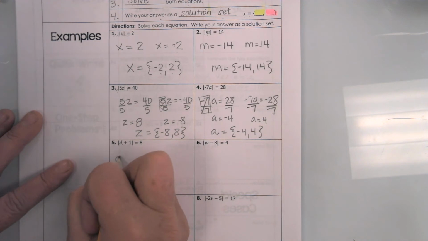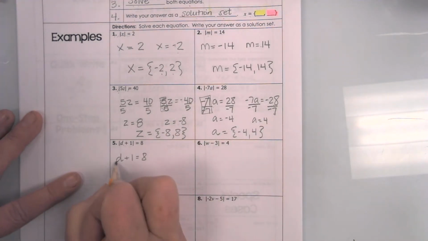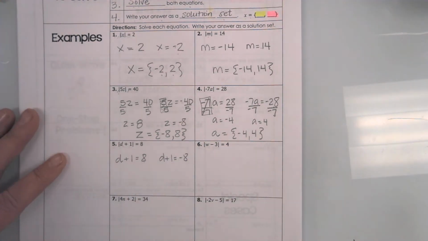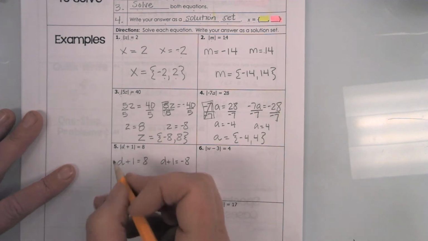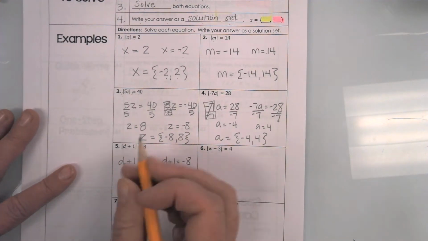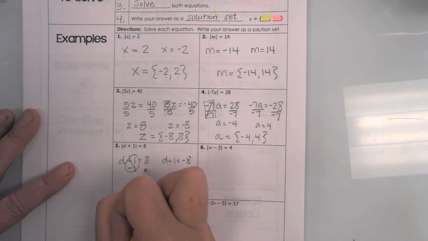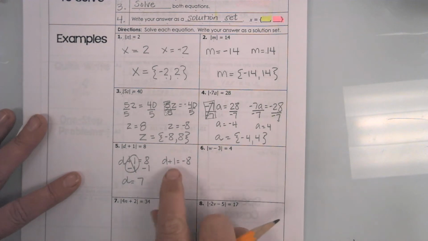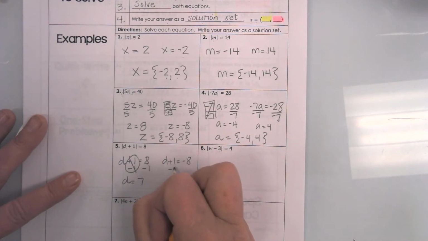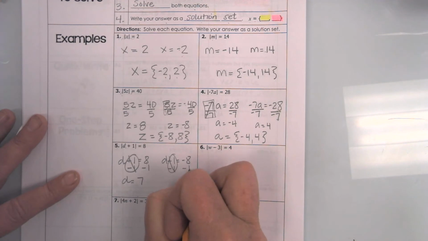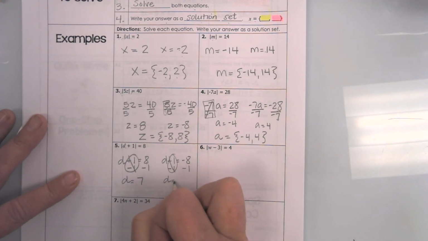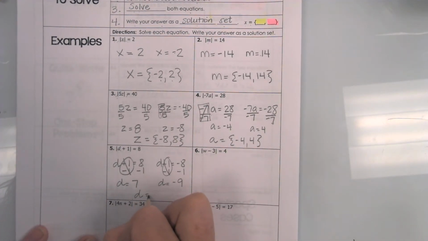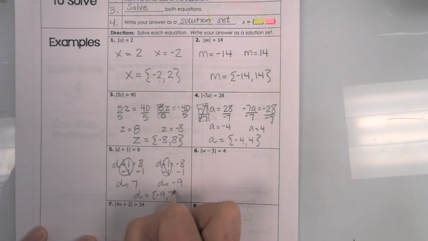Okay, so here I have D plus 1 equals 8. Now I have to rewrite it with a negative, so D plus 1 equals negative 8. Now I still have to isolate D, so I need to make this a 0, so I'm going to subtract 1, and I get D equals 7. Now this time I'm going to subtract 1 to make a 0. Subtract 1. And I get D equals negative 9. See, very different answers. So D can be either negative 9 or a positive 7.